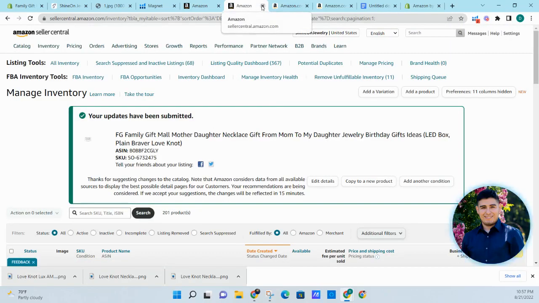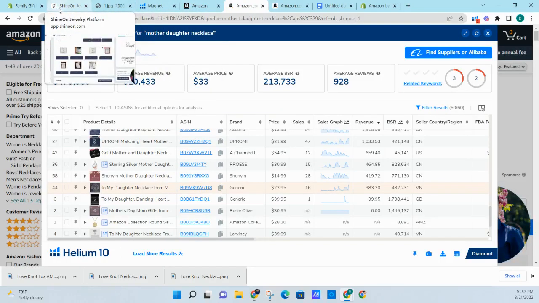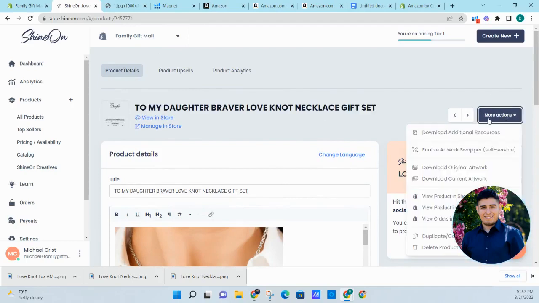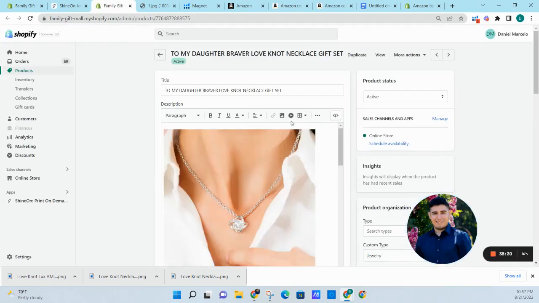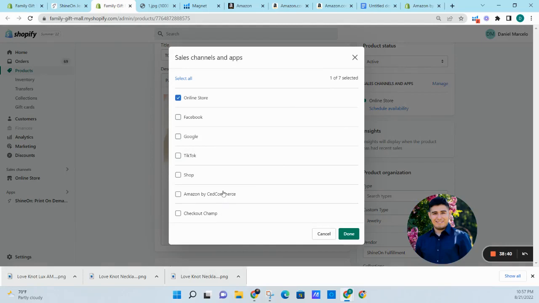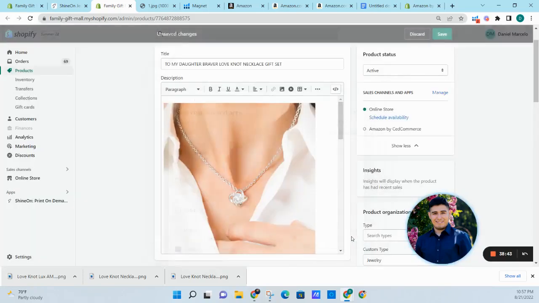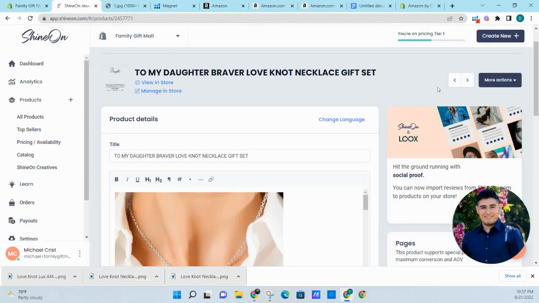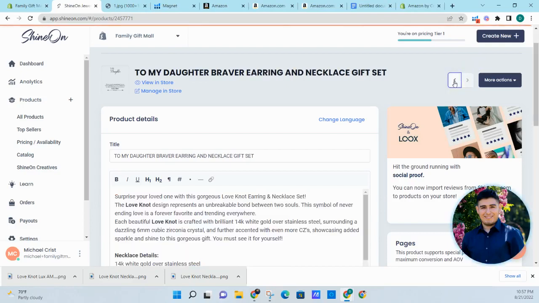And repeat the same for the earrings and the mahogany, right? Now, the last step would be to go on each of these products that you created in ShineOn, click on more actions, click on view product in Shopify. And this is very important because if you don't do this, the orders won't be synced. So what you've got to do is go to the product in Shopify, click on manage and enable the Amazon by Set Commerce sales channel and click save, and you're good. And then repeat the same for the other one.